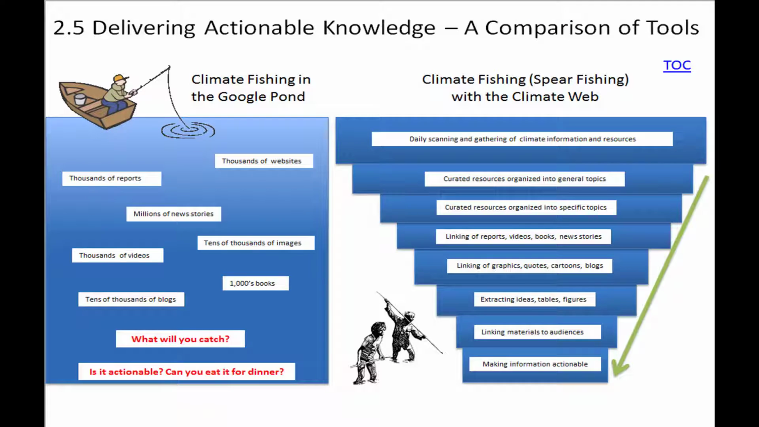So to give you an example here of how Google and the climate web are different, we've sort of analogized it to climate fishing in the Google pond. Enormous pond, huge numbers of fish, but you have absolutely no idea what you're going to catch. Now, in the climate web, it's more like spearfishing. We've got a lot of information in there, but then we zero it down, we extract information, tables, figures, we organize it, we link it, we pull it together, we try and organize information for specific audiences so that when you spear that fish, it might actually be the fish that you need. In other words, actionable knowledge.